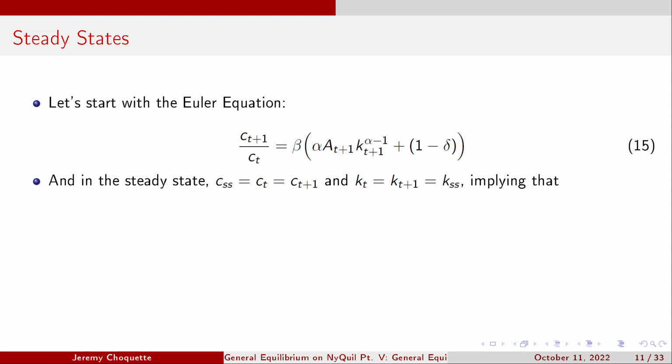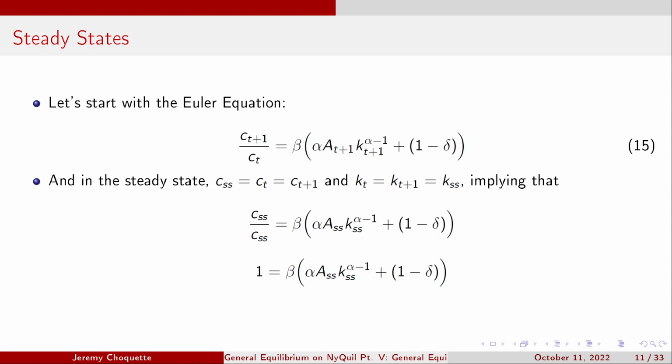And in the steady state, remember, steady state consumption is equal, C_t equals C_{t+1}. K_t and K_{t+1} are equal to each other, which gives us steady state capital. So I just put SS subscripts in everywhere I see a t, and this is what I get: steady state consumption over steady state consumption equals beta times the marginal product of capital less depreciation in the steady state. Well, C_SS over C_SS is equal to 1, so that left-hand side just reduces to 1.